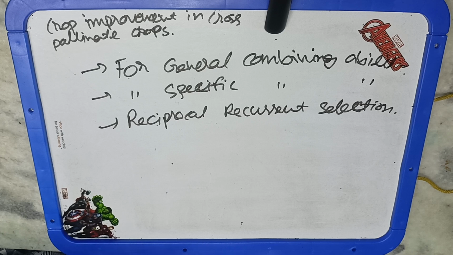The procedure for the recurrent selection for SCA is identical to the recurrent selection for GCA. Everything is the same, but the difference is in the tester. The tester here is an inbred, or we can say a narrow genetic base, because we are looking for a particular trait. So we will have a particular pure line, or inbred. Generally we use the word pure line in self-pollinated crops, and we use the word inbred in the case of cross-pollinated crops. So we will cross with this, and this will become the specific combining ability.